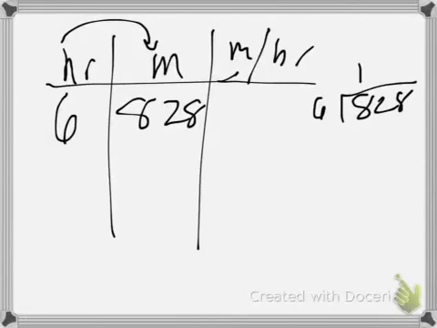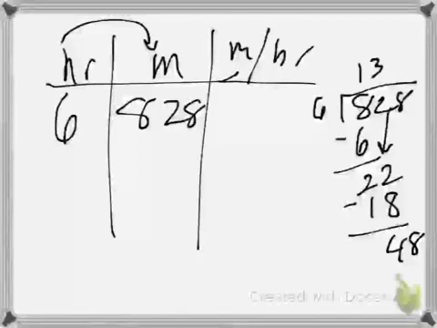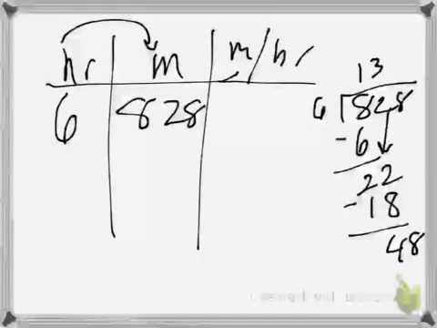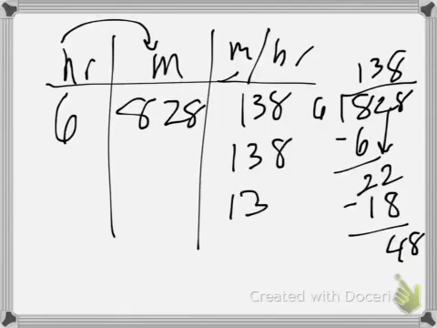6 goes into 8 one time. It goes into 22 3 times. It goes into 48 8 times. So the rate is going to be 138. And that's the same no matter what combination of hours and meters we have.